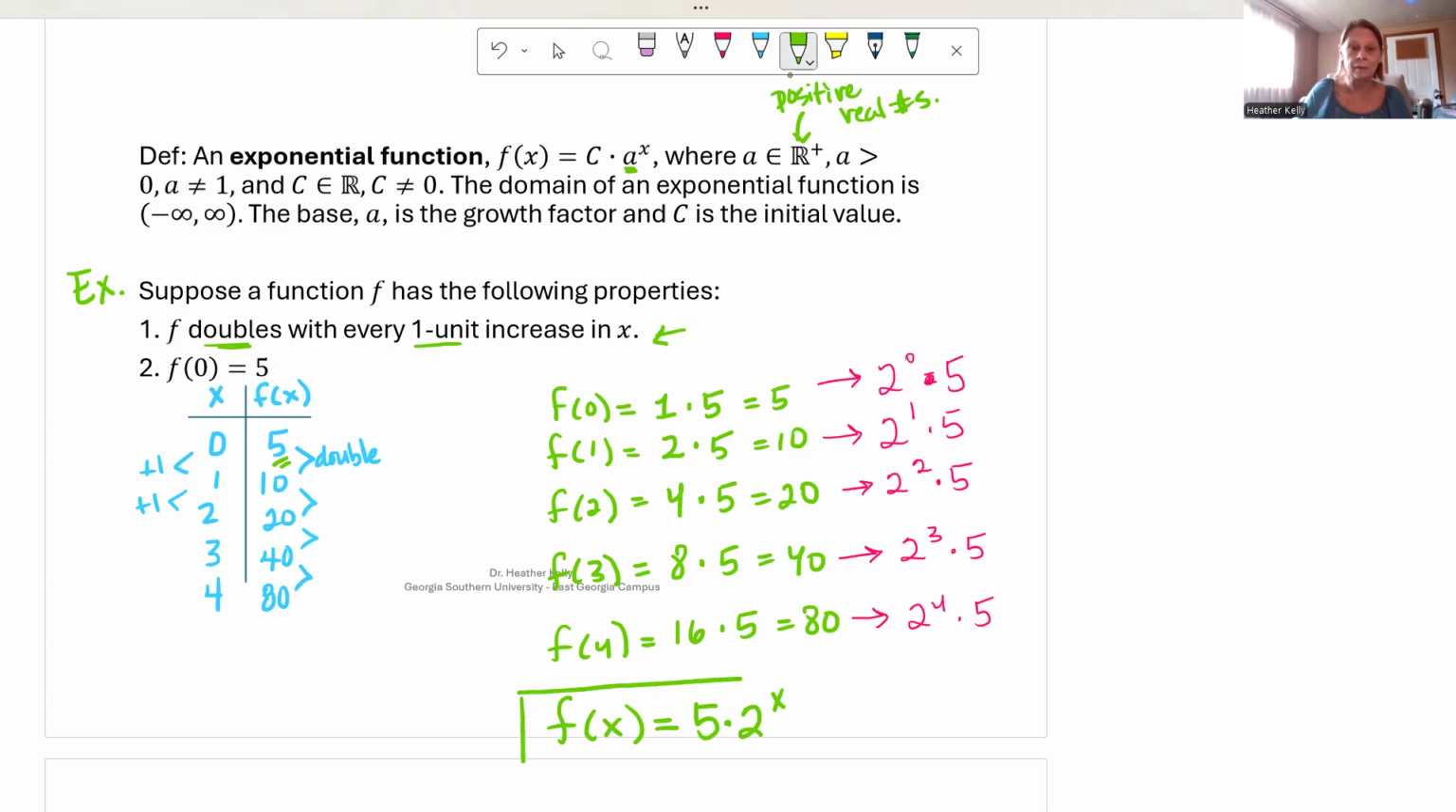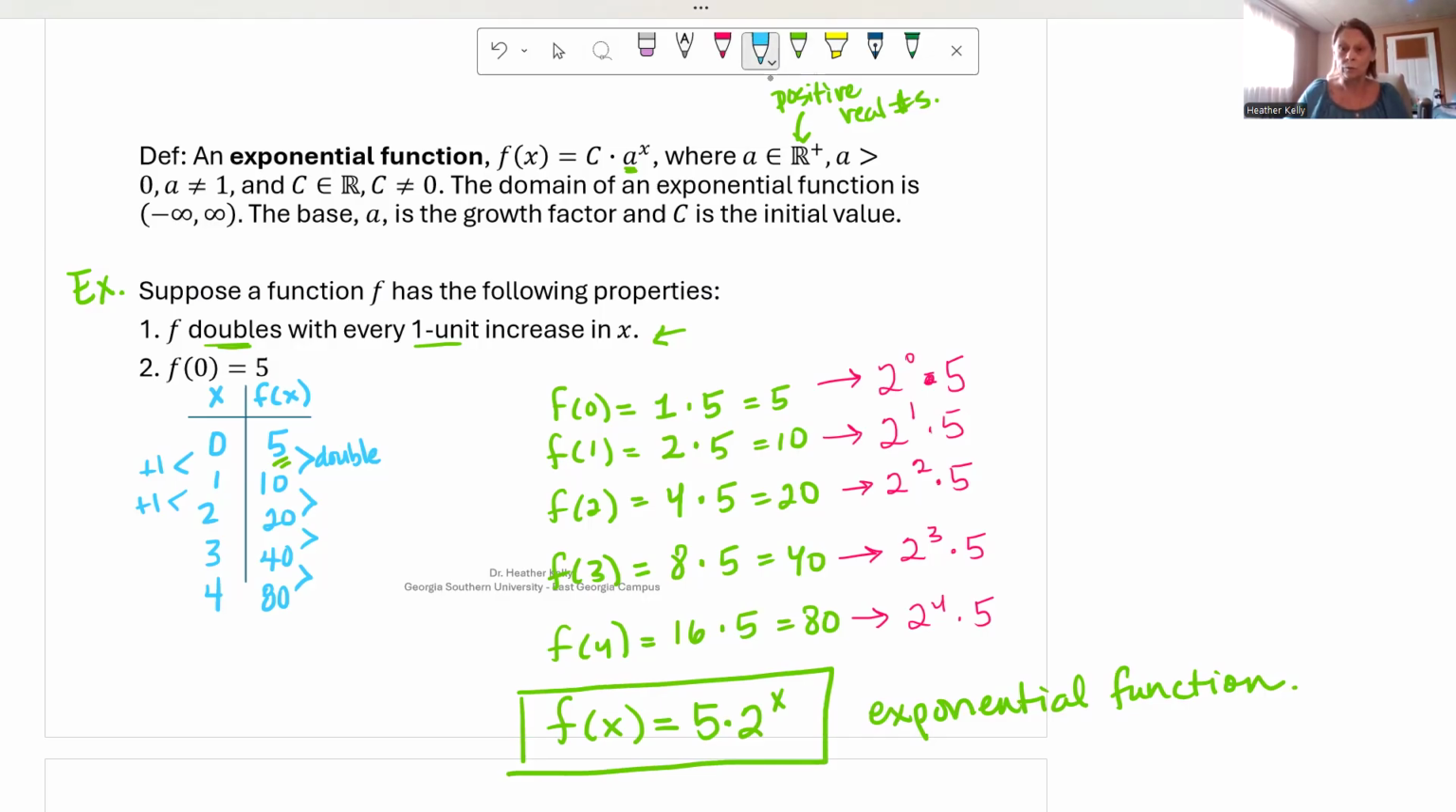And this is an exponential function. Now, the other thing that is important to notice about an exponential function is that the exponent always carries the variable.